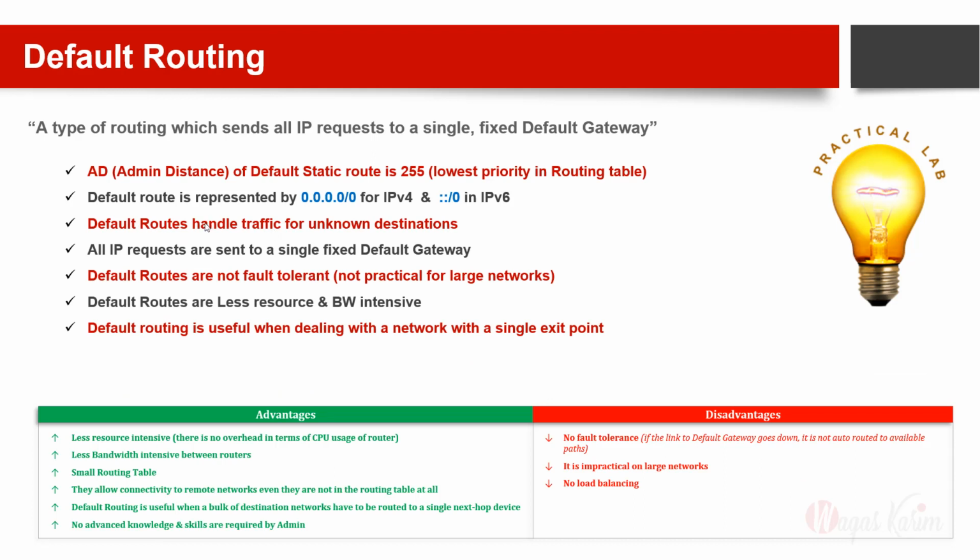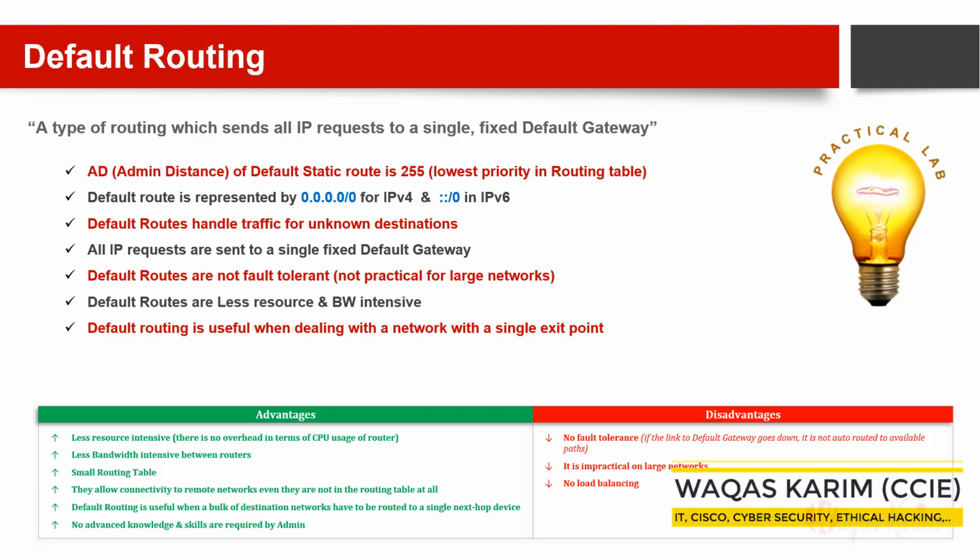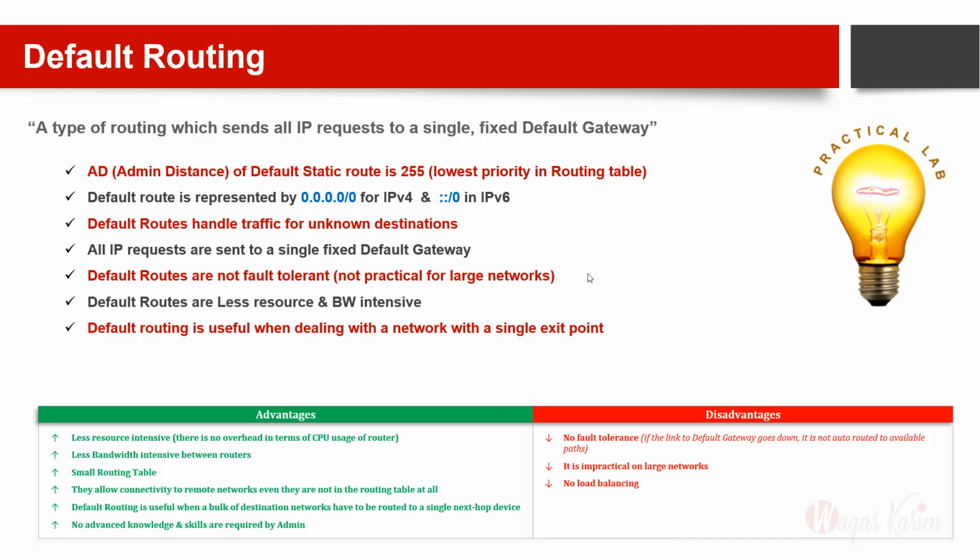Okay, so some important points about default routing. The admin distance of default static routes is always 255, which is the maximum possible because the total range is from 0 to 255. We keep it at 255 to give it the lowest possible priority, because this is the default gateway or gateway of last resort. The default routes are represented by 0.0.0.0/0 for IPv4 and ::/0 in IPv6 in most routers, most vendors. It changes a little bit in some vendors, like Huawei routers and Nokia routers.